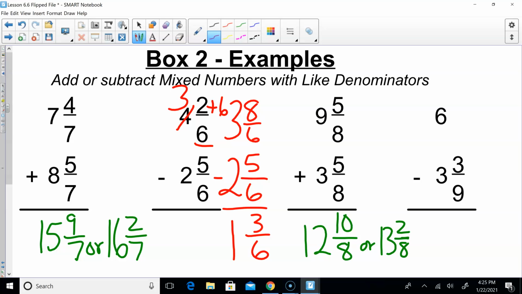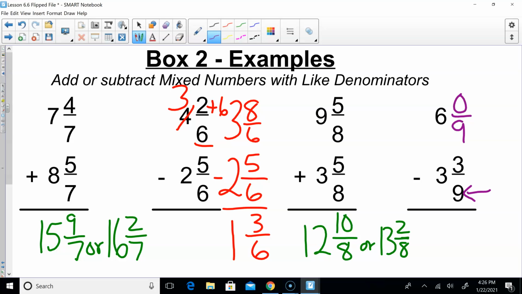If you see 6, that means it's 6 and 0 ninths, because with 0, we can turn this into anything. Why did we choose ninths? Because ninths is the denominator of our bottom problem, and in order for us to subtract right now, they need to be like numbers. So now what would I do?